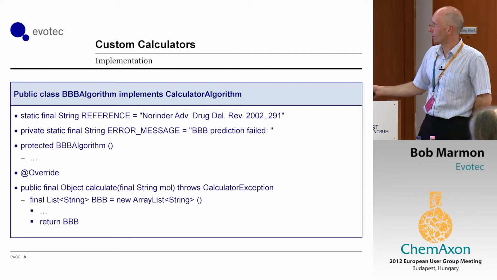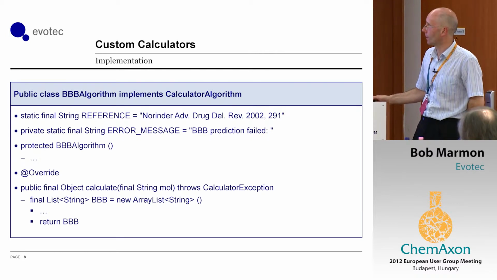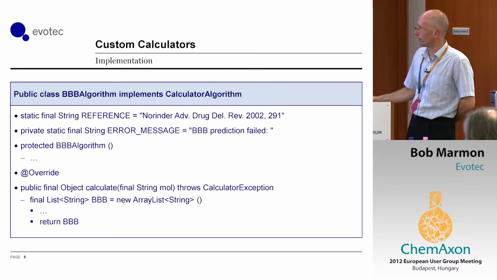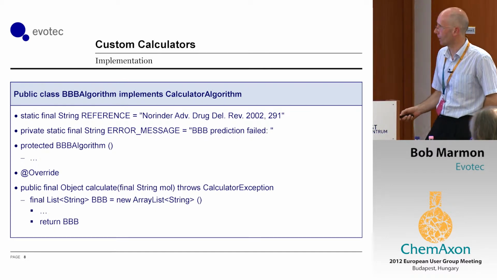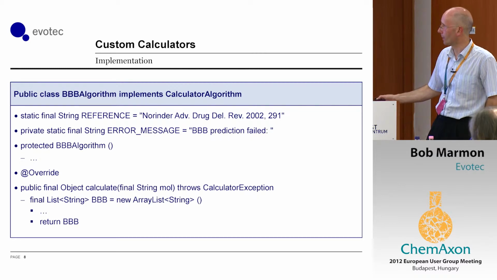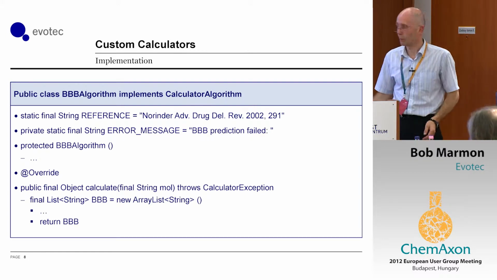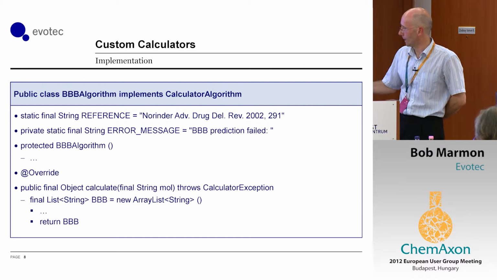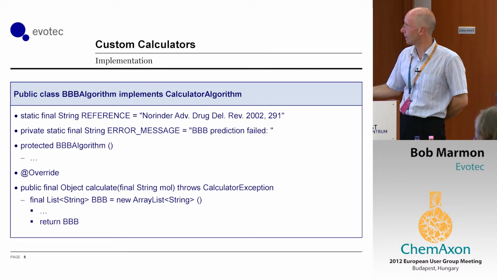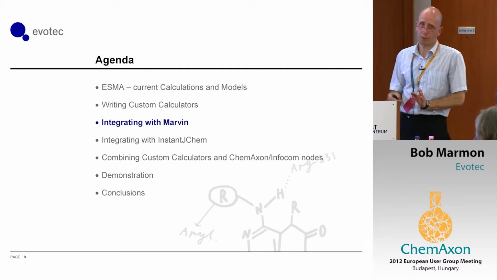And so the algorithms, again, they're set up similar to this one. They're implementing the calculator algorithm. For each one of them, we've put a static string in there, so you can call this directly with a reference to how the calculation was carried out, and a standard error message as well. And then there's a calculate method, which in this case is just going to return an array list of strings, and will be formatted in the get result method, or allow the caller to present those as they wish. So that was our Java library.